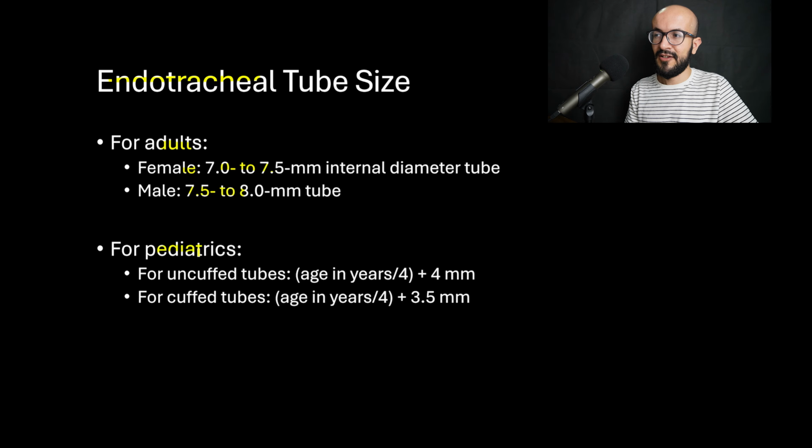In pediatrics, for the uncuffed tubes, you have to follow this formula. You divide the age in years by 4, and you add 4 millimeters. So if the child is aged 4, you divide 4 by 4, and that is 1, and you add it to 4, so it would be 5 millimeters. And for the cuffed tubes, you divide the age in years by 4, and you add 3.5 millimeters. So if the child's age is 4, then it would be 1 plus 3.5, which is 4.5 millimeters.